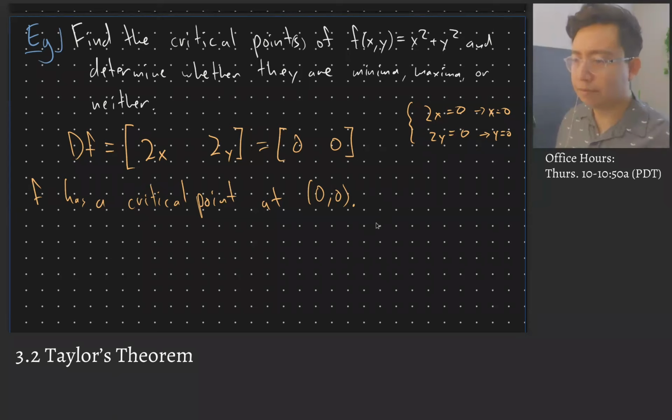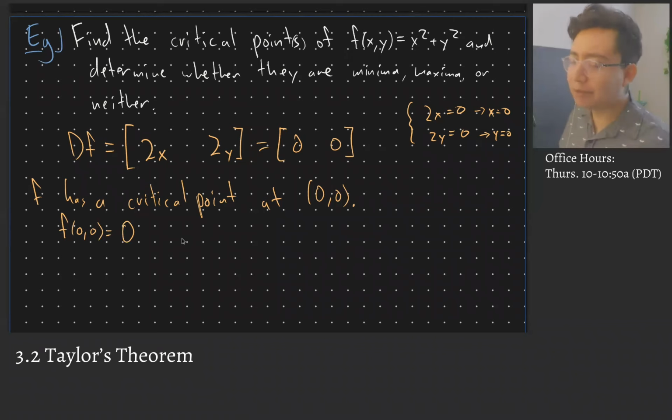But now we need to determine whether it's a minimum or a maximum, or if it's neither. So this one's going to require just a little bit of thinking here. For f of (0, 0), we don't really have any tools for determining this part yet. So we're just going to logic our way through it. And so f of (0, 0), first of all, is 0.